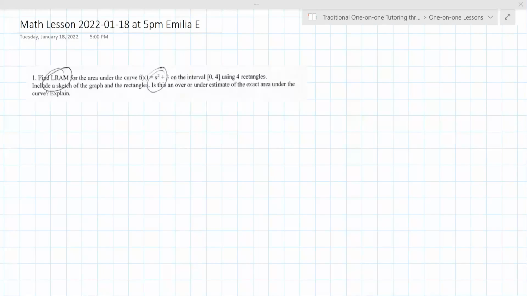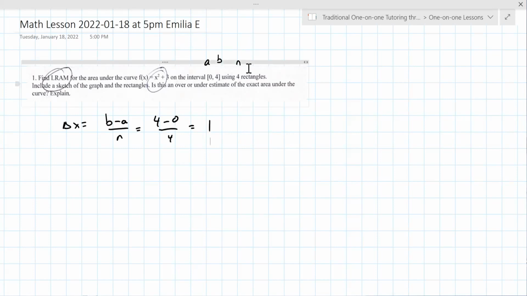Okay, so if you're seeing my screen, it says find LRAM for the area under the curve f of x equals x squared plus 3 on the interval 0 to 4 using 4 rectangles. So that's A, that's B, that's N. And your delta x is B minus A over N, 4 minus 0 over 4, which equals 1. That's the width of the rectangle.